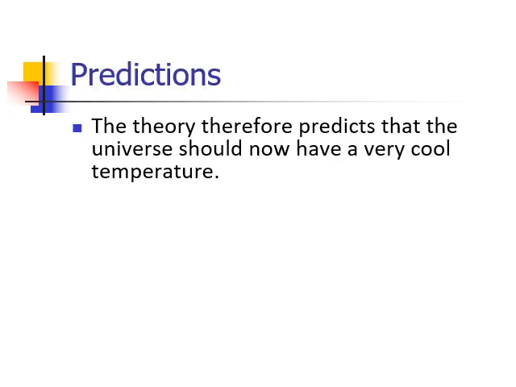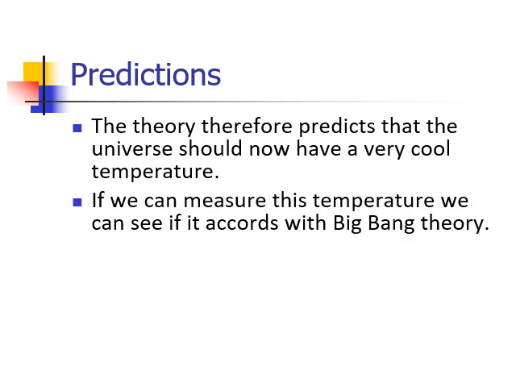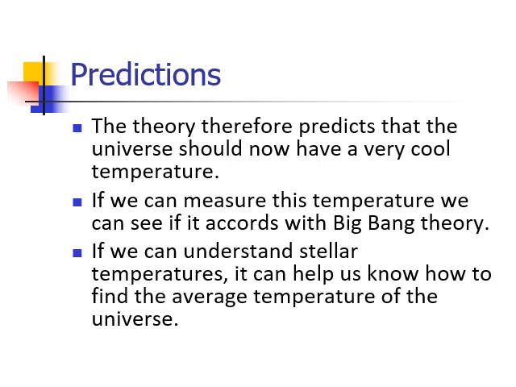So the Big Bang theory predicts that the universe should now have a very cool temperature. And if we can measure this temperature, we can see if this correlates with what we would expect from the Big Bang theory. So we need to understand a little bit first about stellar temperatures, the temperatures of stars, to be able to determine the average temperature of the universe.